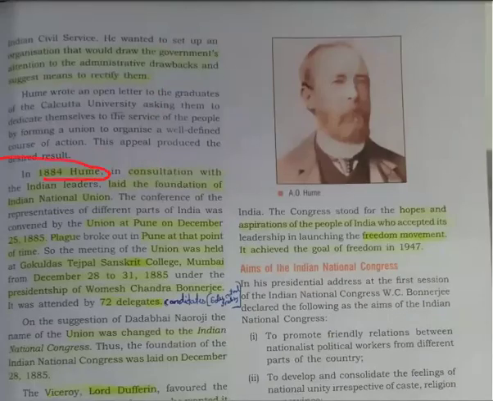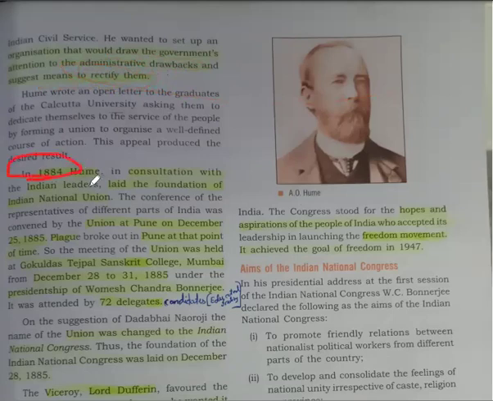So the Indian National Congress was formed by A.O. Hume, right? He was a retired British member of the Indian Civil Service. He wanted to set up an organization that would draw the government's attention to the administrative backwardness and suggest means to rectify them.